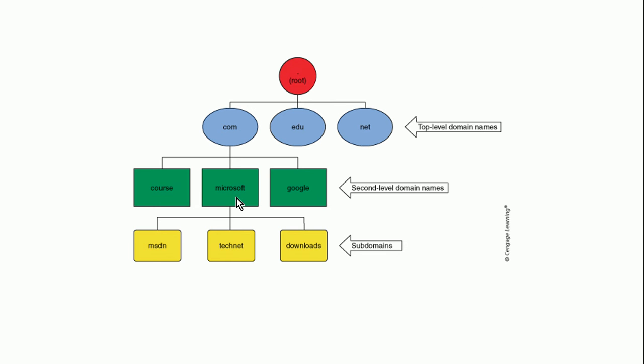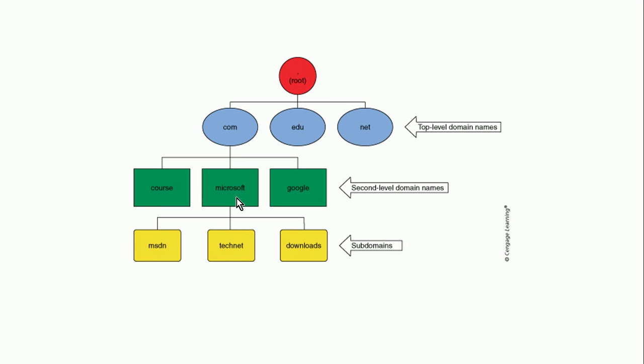You can see here we have the root at the very top, and then we have a couple top-level domains, .com, .edu, .net, and so forth. And then within .com, we have second-level domains like Microsoft and Google and so forth. And within Microsoft, you have MSDN, TechNet, Downloads, and so forth and so on, which is managed by Microsoft.